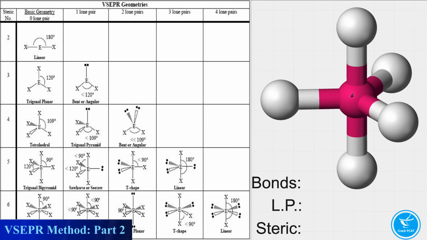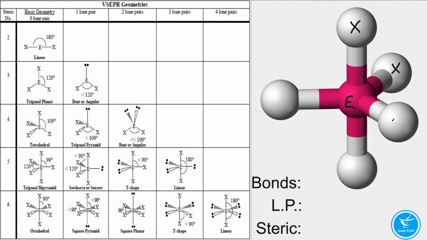Okay, here's our central element, and then our bonded atoms. If we count our number of bonds, let's start here. We'll go 1, 2, 3 is here in the back, 4, and 5. So we have 5 bonds, 0 lone pairs. The steric number is 5.